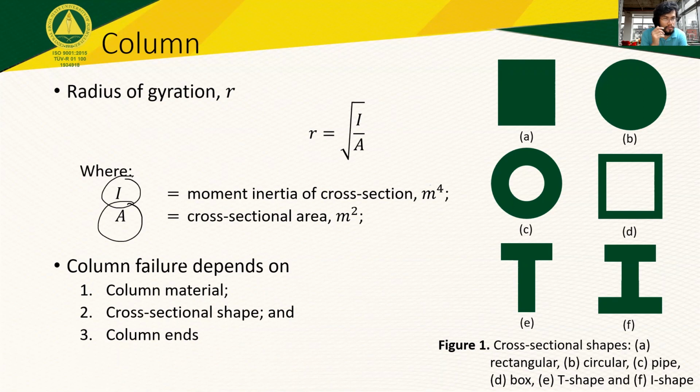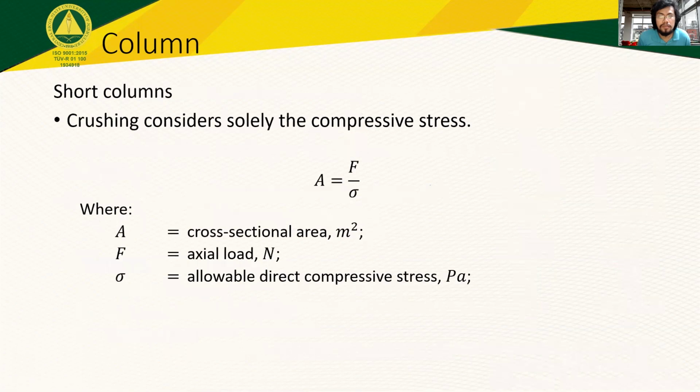Now, the column failure is dependent on the column material. That would state the E, or the modulus of elasticity of the material, representative of the allowable compressive stress. And we have the cross-sectional shape, obviously, because it would dictate the radius of gyration, and the column ends, because it would dictate the direction and position of the column, whether it's fixed in position and direction or not. All right, now let's go to the column ends.